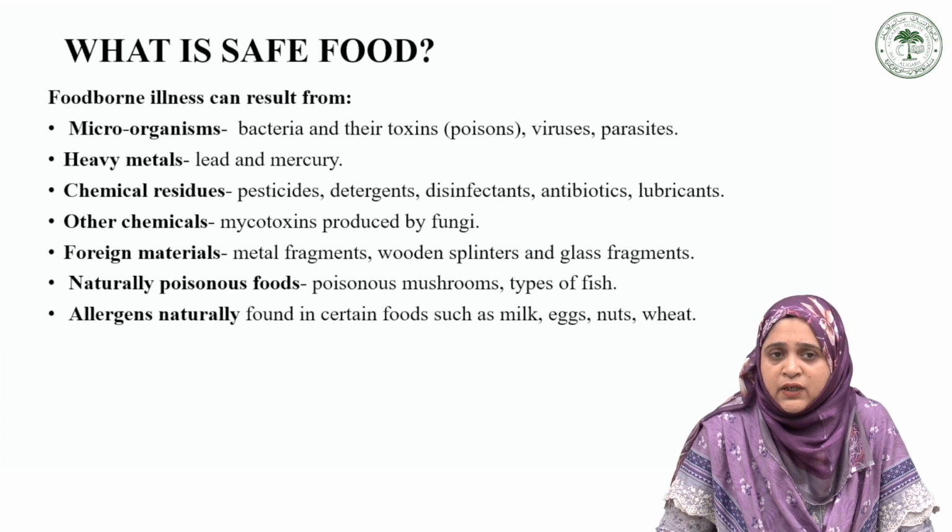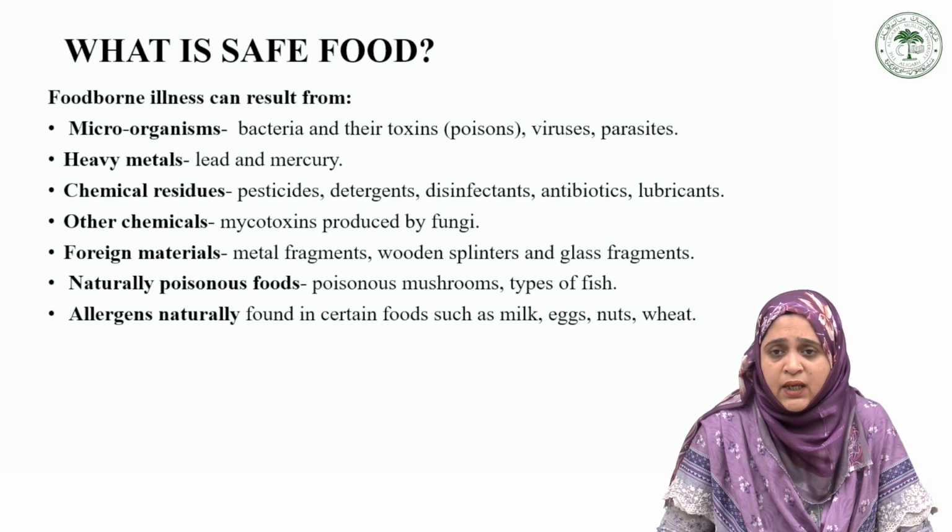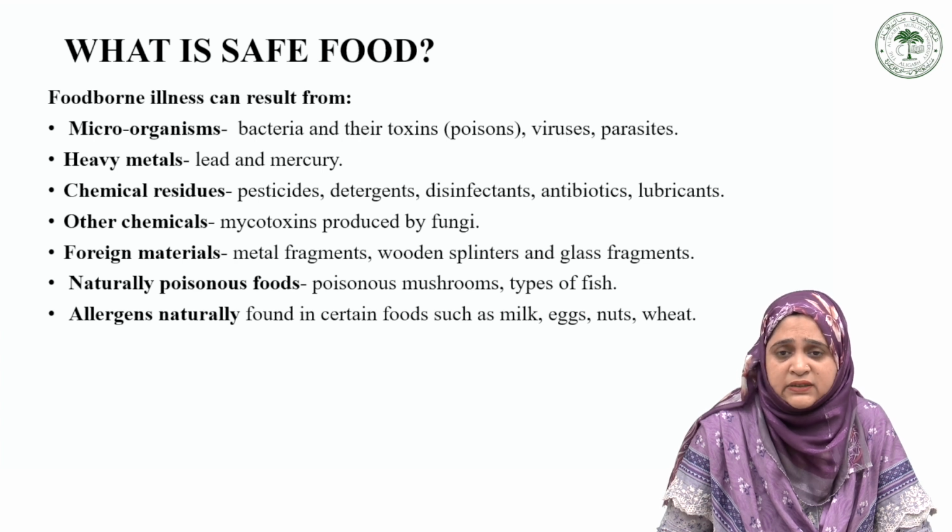First of all, we have to know what a safe food is. A safe food product is one which represents the minimum risk of illness or harm to the consumer when prepared or eaten according to its intended use. Foodborne illness can result from microorganisms, for example, bacteria and their toxins, poisons, viruses, and parasites.